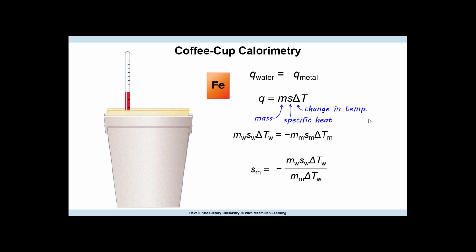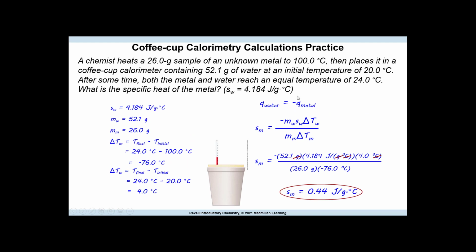To find the specific heat of the metal, we would rearrange the equation, as shown here. Let's look at an example type of problem. There's a negative sign to account for the heat lost by the metal. This looks like a lot, so I'm going to break down the steps because it's not as difficult as it appears to be.